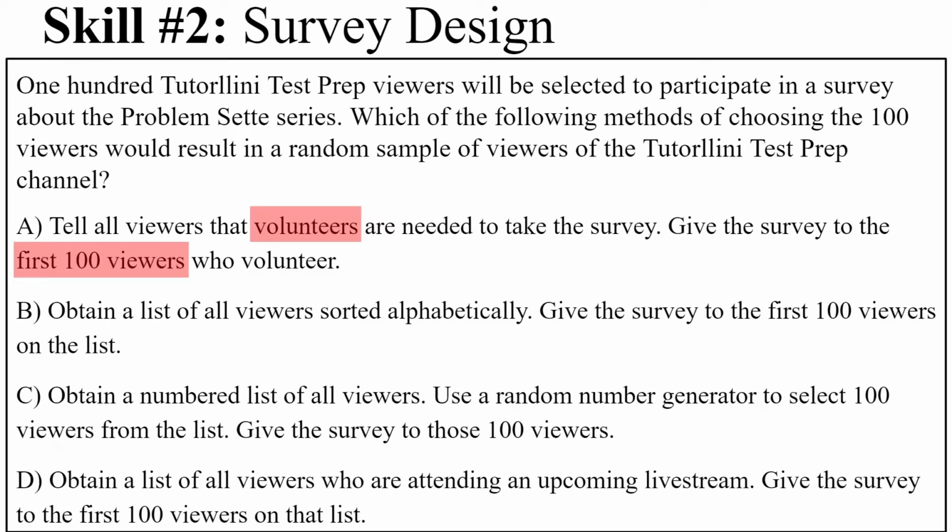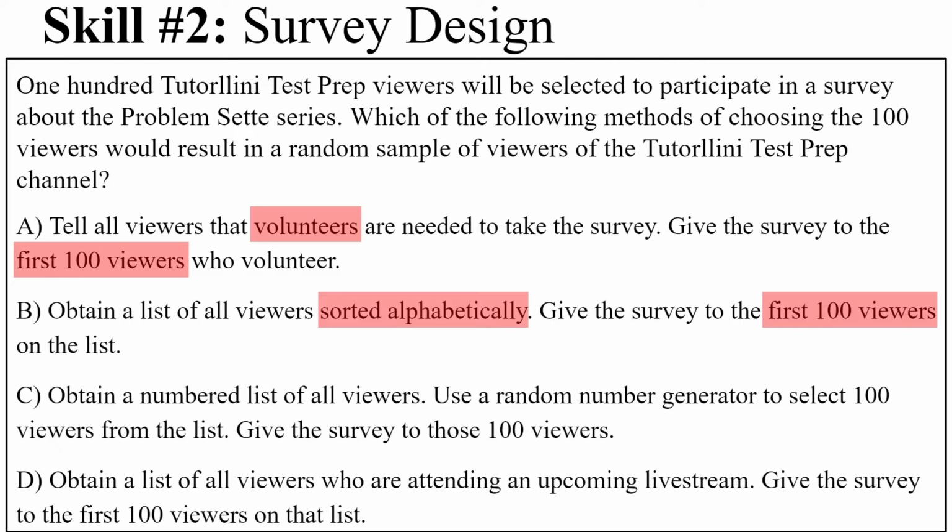Taking the first 100 off a list, that's also bad. So this has a double whammy. A's out. Okay, sorted alphabetically, that's another irrelevant trait. That's not random. Sorted alphabetically is not random. And again, we gave it to the first 100 viewers. That's just pulling off a list in order. Even if it weren't sorted, we probably shouldn't do that. We should probably randomly select them.